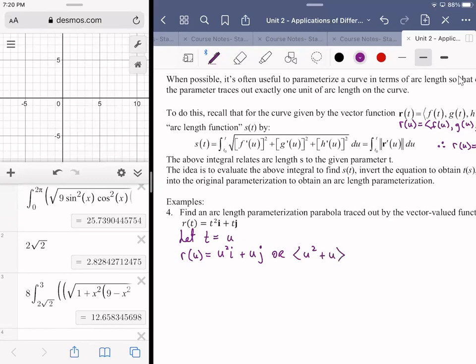Now I want the derivative and then therefore the magnitude of that. So 2u, 1. I put a plus for some reason. I got caught in the middle there between the ijk notation and the component form. Happens all the time.